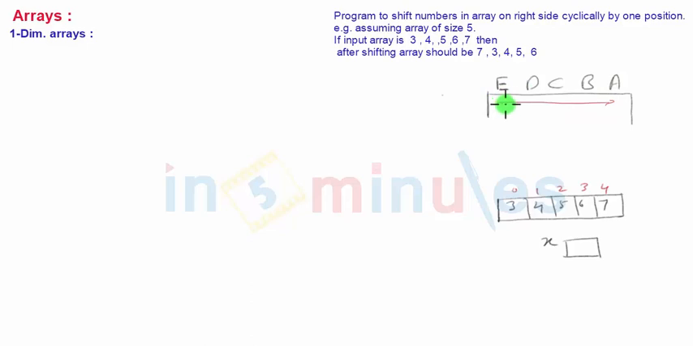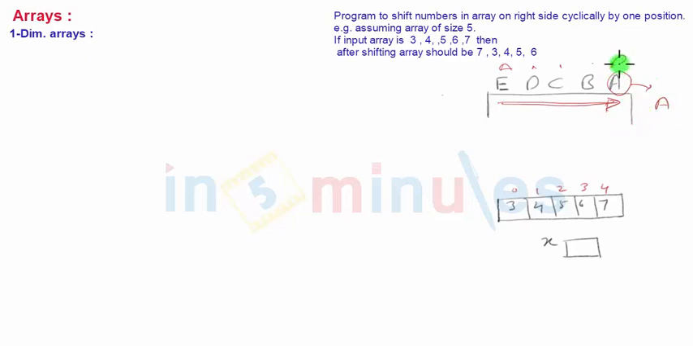Suppose there are 5 students sitting on a bench and I want them to shift on the right side. So I want them to be sitting in this order: B, C, D, E, and A should come over here. To do this, first thing we have to do is the rightmost student A has to stand aside. Make a place for B.